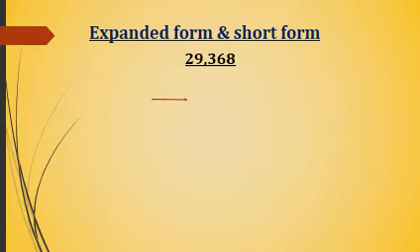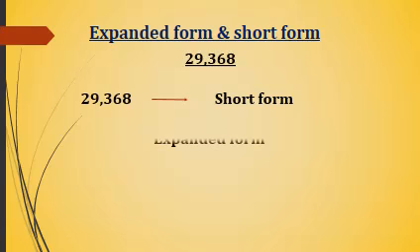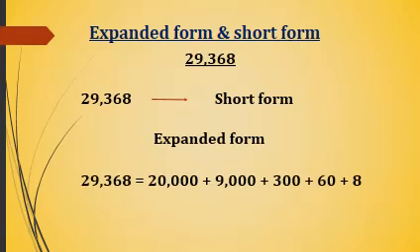We had learned how to write an expanded form and short form. We will see one example. 29,368. 29,368 is in the short form. Next we will see the expanded form of 29,368. Expanded form of 29,368 equals 20,000 plus 9,000 plus 300 plus 60 plus 8.